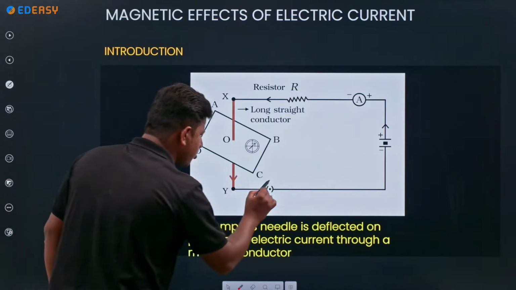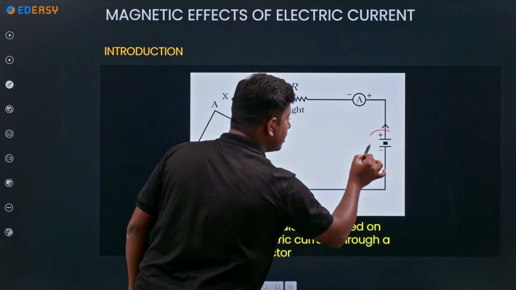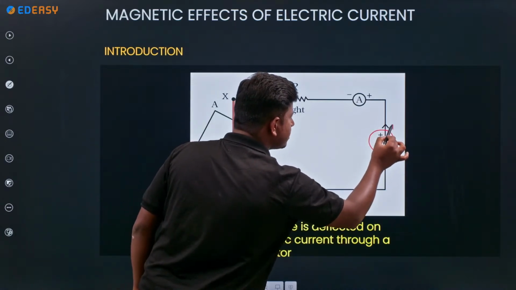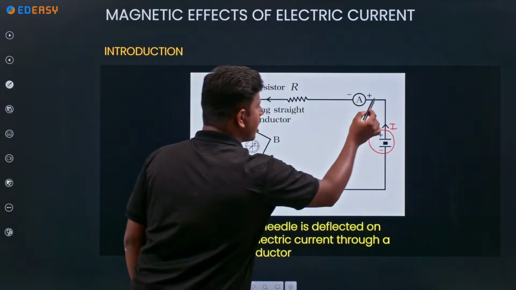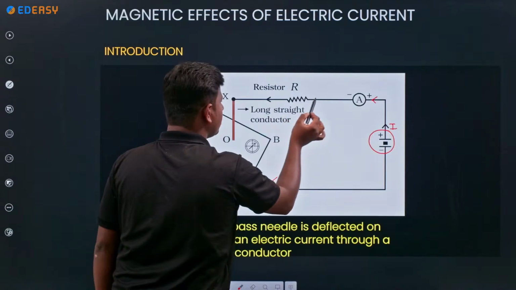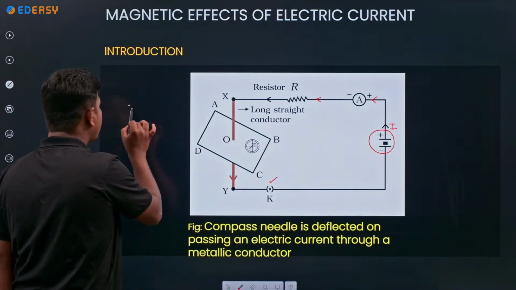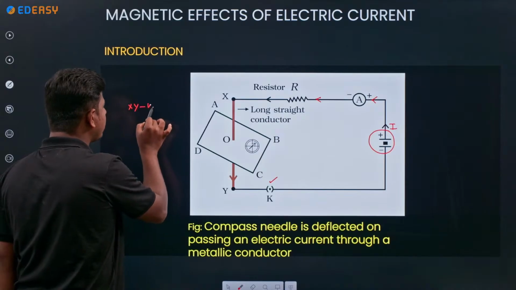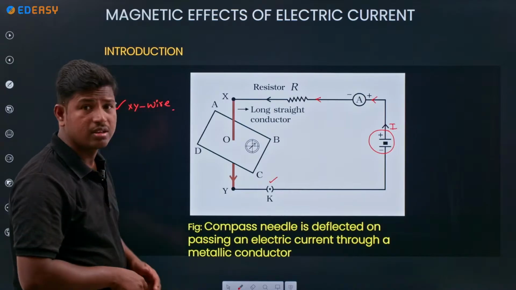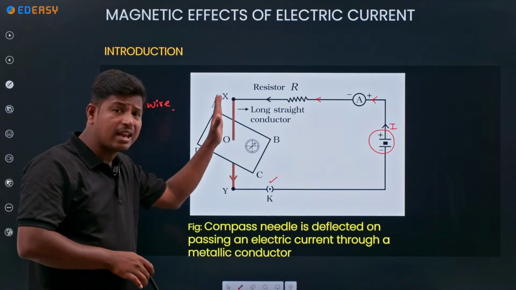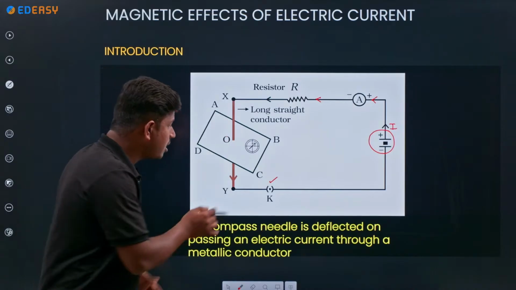See, there is a plug key, and here is a battery. From the battery, let us consider I is the amount of current coming, and it passes through the ammeter, and it passes through the resistor also, and it is passing through the XY wire. So whenever electricity passes through the conducting wire, what happened here?